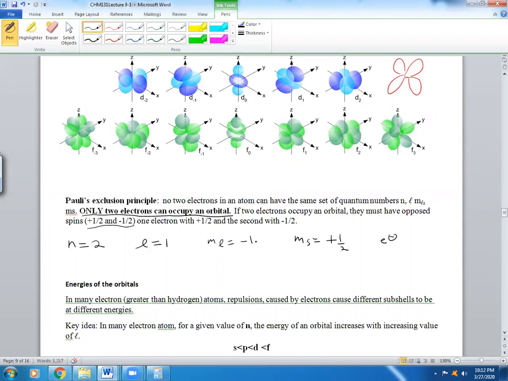Or let's say I'm including them here, 0 and 1, but I'm only focusing on this one because this is a single orbital. The 0 is another orbital and the 1 is another orbital. Now, what it says is that you can have n the same, l the same, and m sub l the same, but when it comes to m sub s, it has to be the opposite spin for the second electron. So if this is the first electron, this is the second. That's what Pauli's exclusion principle says.